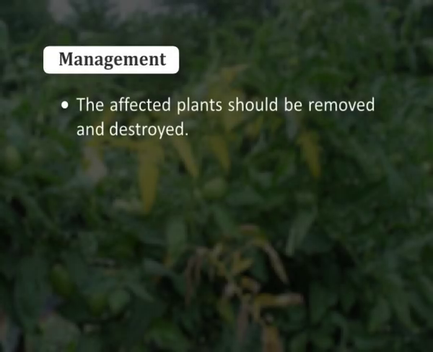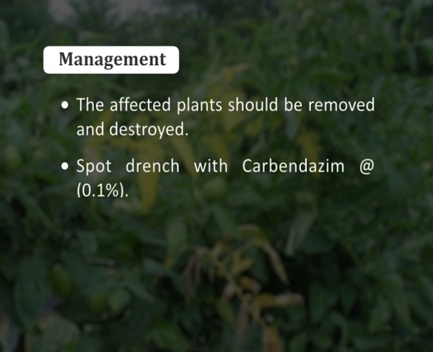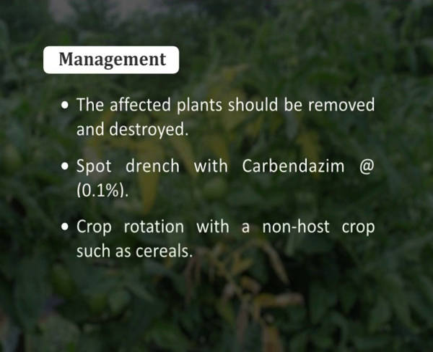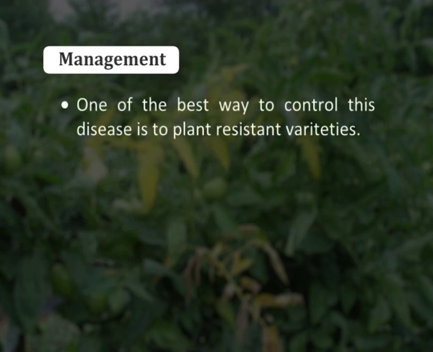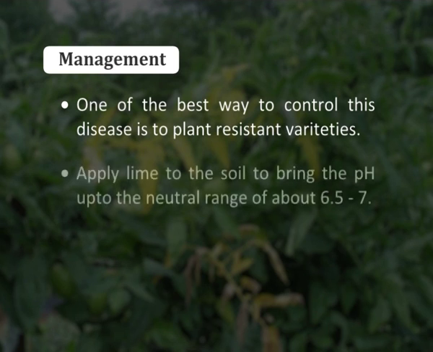Now coming to the management of the disease. The affected plants should be removed and destroyed. Spot drench with carbendazim at the rate of 0.1%. Crop rotation with a non-host crop such as cereals. One of the best ways to control this disease is to plant resistant varieties. Apply lime to the soil to bring the pH up to the neutral range of about 6.5 to 7.